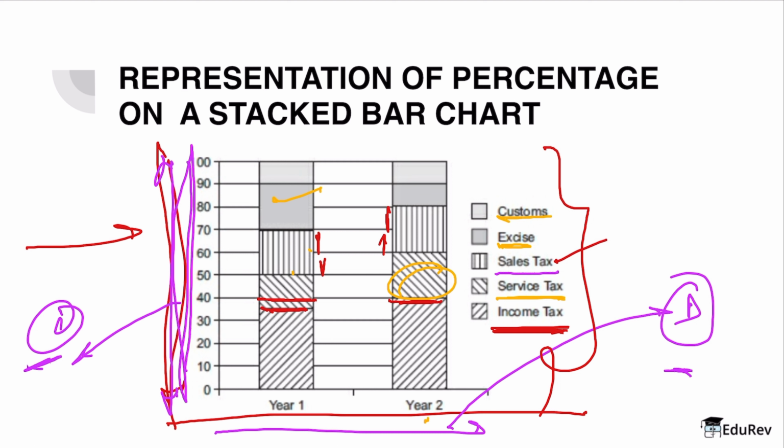So sales is equal. Then I would say the income is equal. I would say the service tax is greater in year 2 than in year 1. I would say customs is equal, and I would say excise is greater in year 1 than in year 2. So you can see that I can particularly create comparisons like this. This is why representation of percentages on a stacked bar chart is very, very essential.